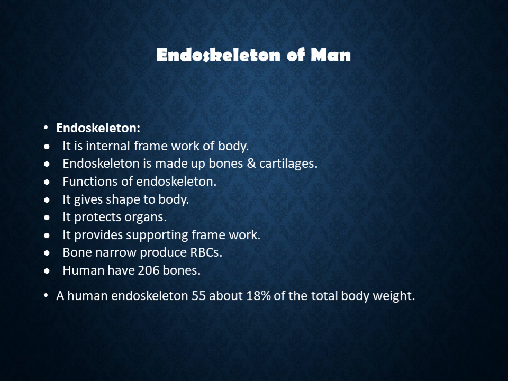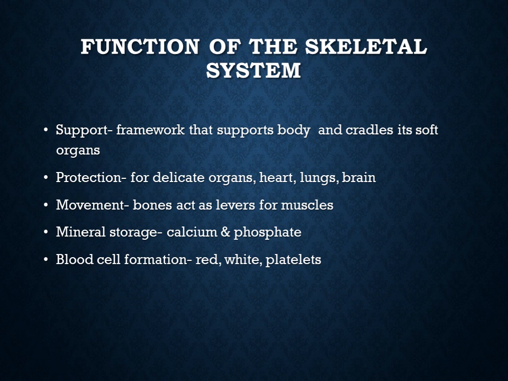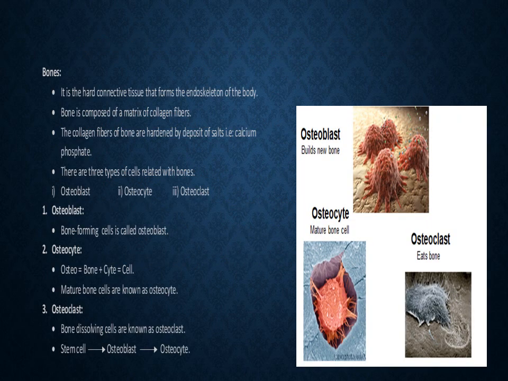Humans have 206 bones. The human endoskeleton is about 18% of the total weight of the body. Functions of the endoskeleton: support, protection for delicate organs like the heart, lungs, brain. Then movement: bones act as levers for muscles. Mineral storage, like calcium and phosphate. Blood cell formation: red, white and platelets. These are all the functions of the skeletal system.